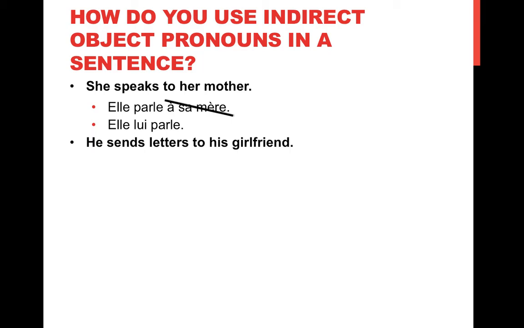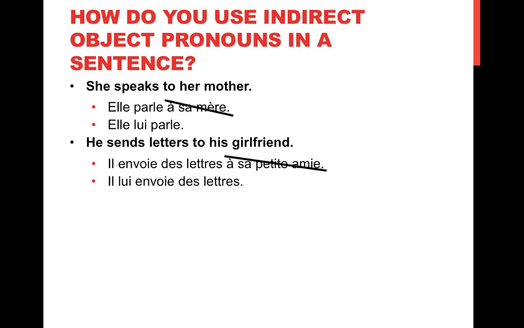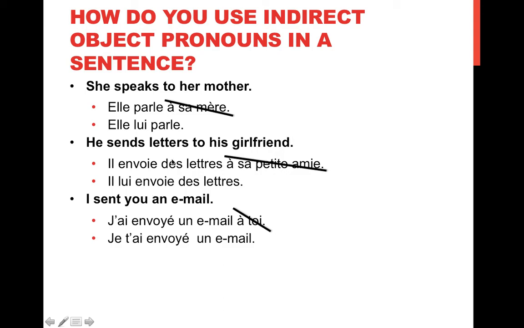Our second example, he sends letters to his girlfriend. Il envoie des lettres à sa petite amie. Once again, sa petite amie is going to be the indirect object, so we will replace it with the indirect object pronoun, which again is lui. Lui means her. Il lui envoie des lettres. I sent you an email. J'ai envoyé un email à toi. We replace toi or you with te, but in this case we're going to form a contraction. So it's not je te ai, it's je t'ai envoyé.